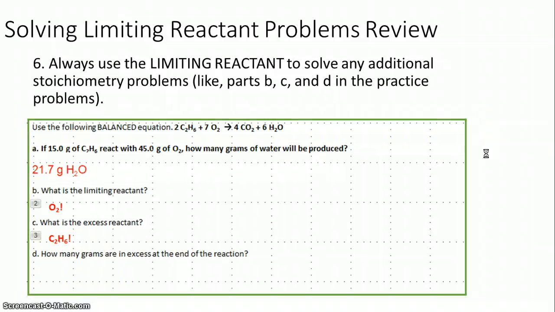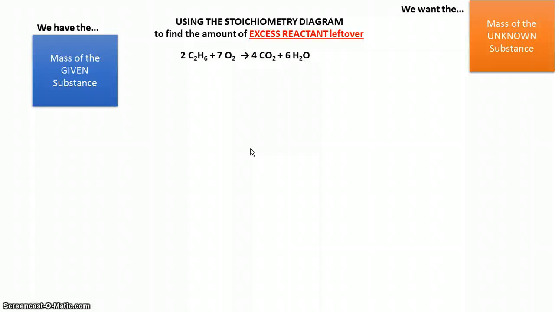We're almost done with this problem. So always use the limiting reactant to solve any additional stoichiometry problem, and that's what part D is all about. How many grams are in excess at the end of the reaction? So how many grams of our excess reactant are left over after we burn up all the oxygen? So it's another stoichiometry problem.